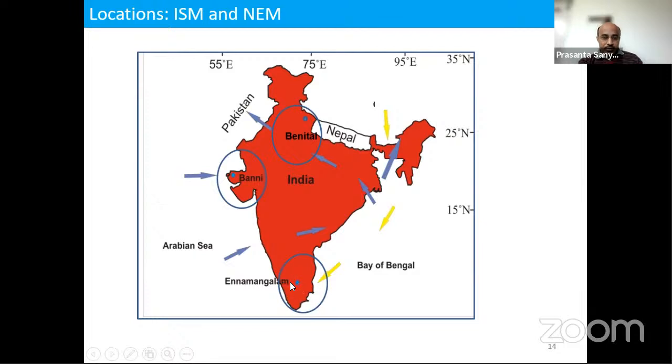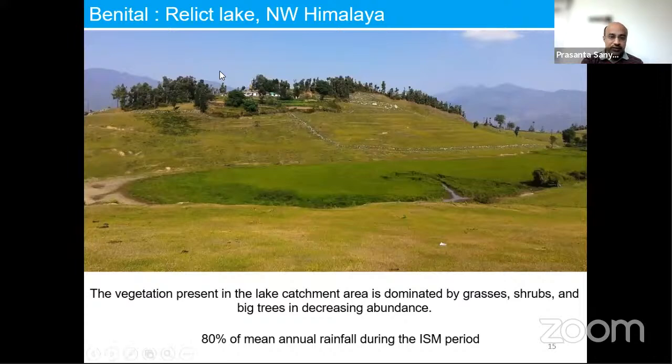And Ennamangalam receives rainfall both from the Indian summer monsoon as well as from the Indian winter monsoon. So this was the idea of selecting these three locations. Now let us go one by one and see what results we have obtained from these sites.